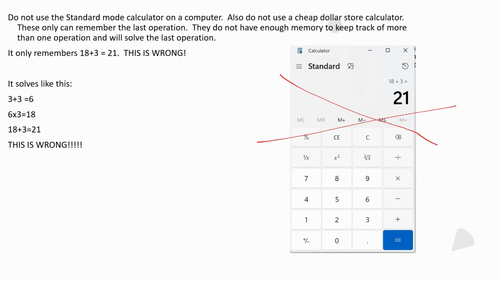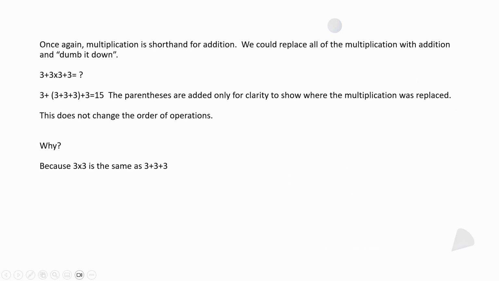So a lot of people are going, oh, it's 21 because my calculator says so. But if you don't understand your calculator, you're not going to get the right answer. Those calculators are good if you're adding two numbers, multiplying two numbers, and that's it. But if you're mixing operations and doing more than one operation before hitting an equal sign, this is not the calculator to use.